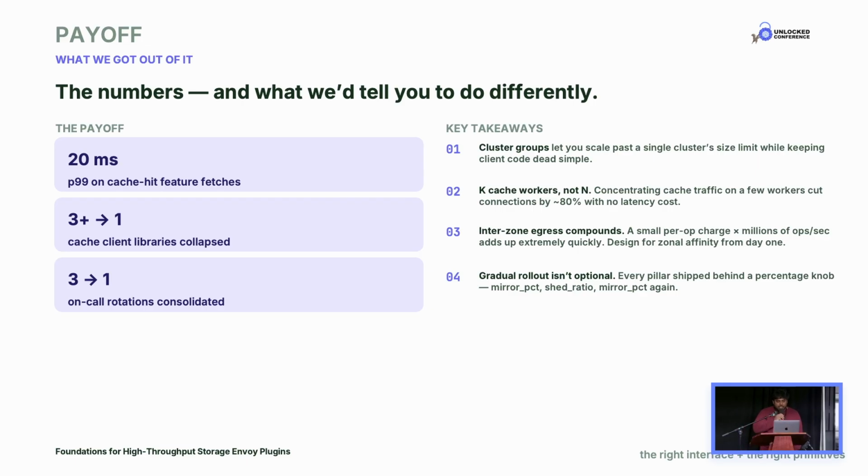The key takeaways are: cluster grouping, which helps you scale across the limit; a connection sharing feature, which lets you do the same amount of work with fewer connections; a zonal affinity feature, which helps you reduce the cost; and a migration tool, which migrates caches behind the scenes without downtime. That's it.